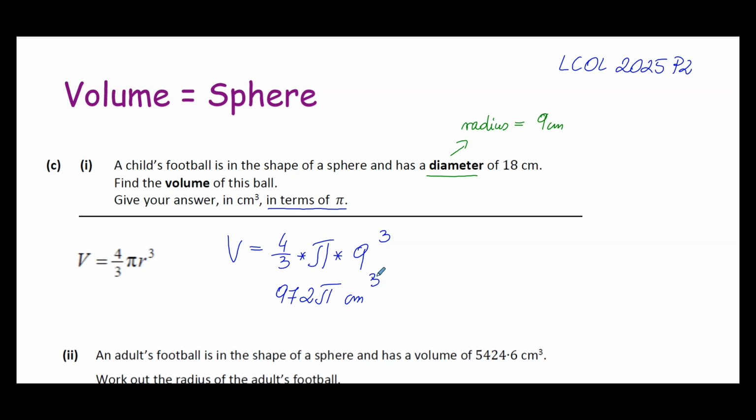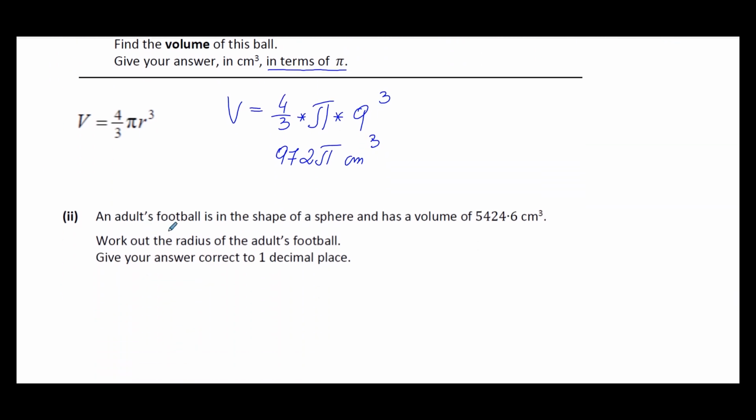Okay, and then the next part. An adult football is in the shape of a sphere as well, isn't it? And it has a volume. So we can see this is a different volume. An adult ball may be a different sphere. Work out the radius of the adult football and give your answer correct to 1 decimal place. So how do we do that?